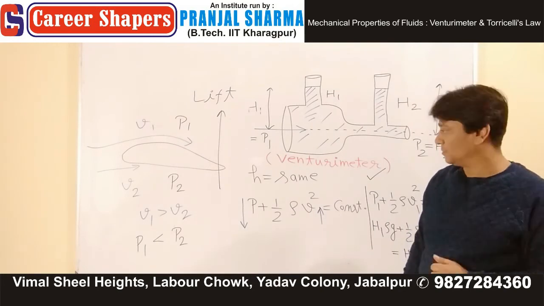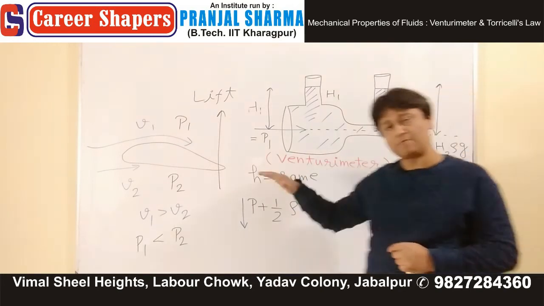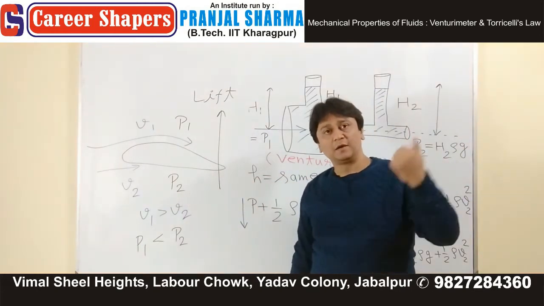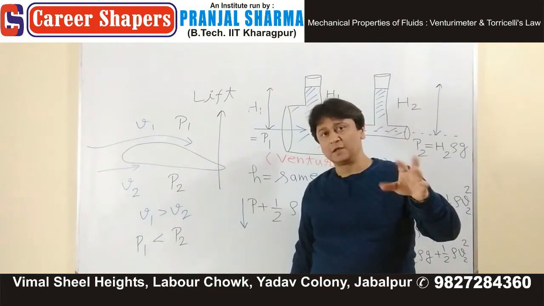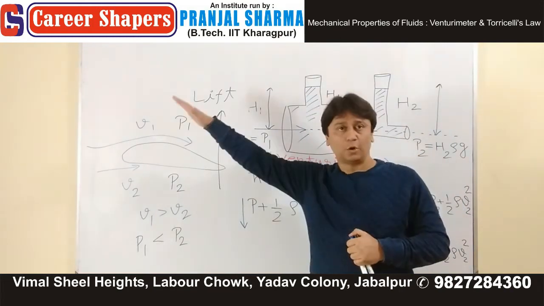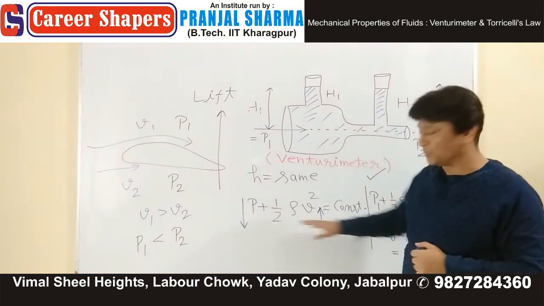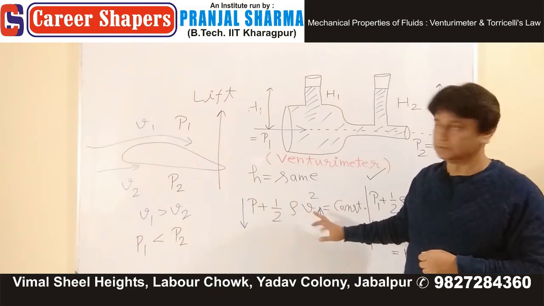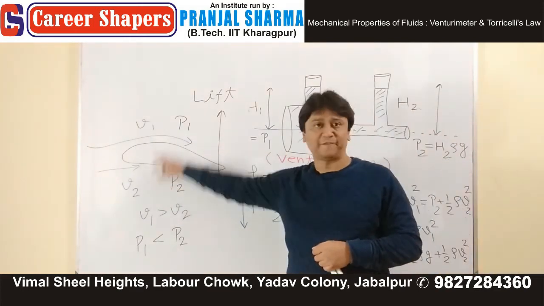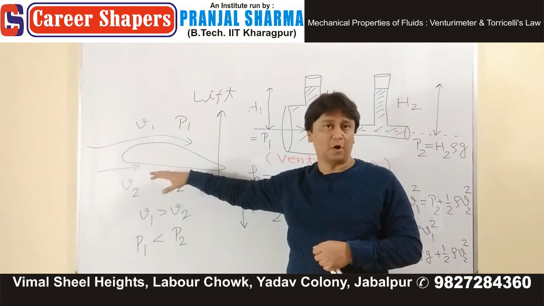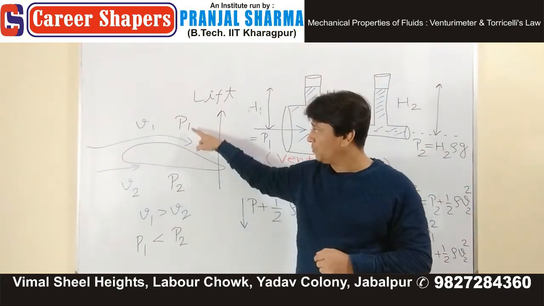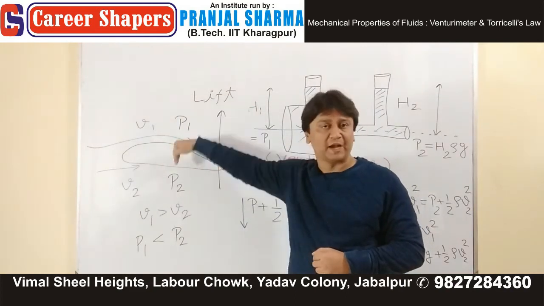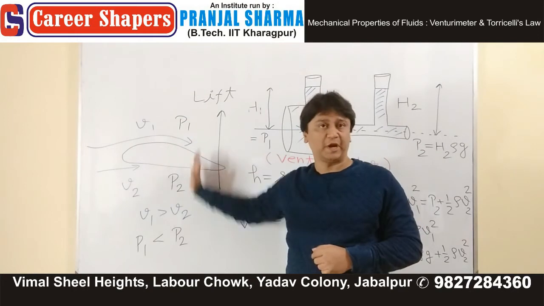And you can see that that aeroplane on the runway, it has to move and acquire a certain speed. Only then it goes up. This is coming from this. When you develop a particular speed difference between top and bottom of the wing, you will get a particular difference in P2 and P1. P1 is pushing it down, P2 is pushing it up.